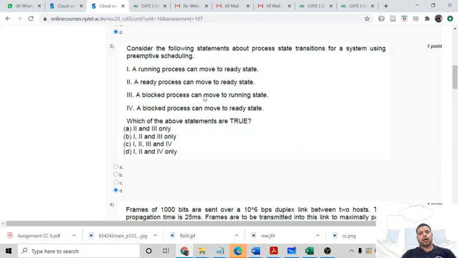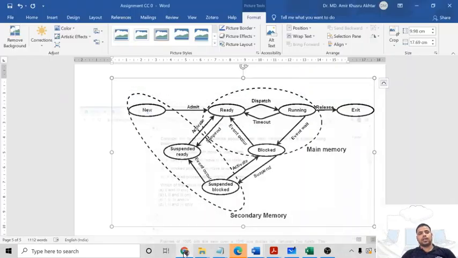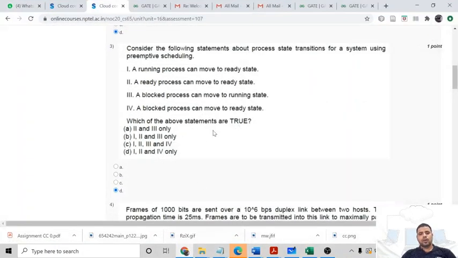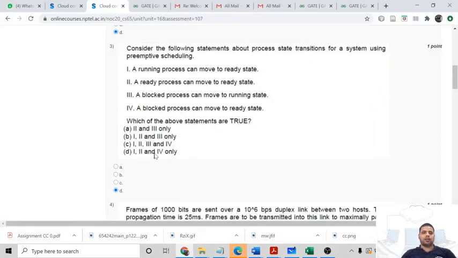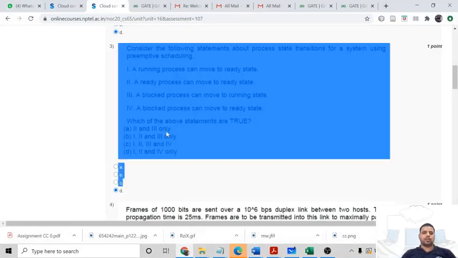Next, a blocked process can move to running state. No, a blocked process cannot move to running state. And the fourth is a blocked process can move to ready state. Yes, a blocked process can move to ready state, but not to a running state. Okay. So here the correct options are 1, 2, and 4. So option 4 is correct.